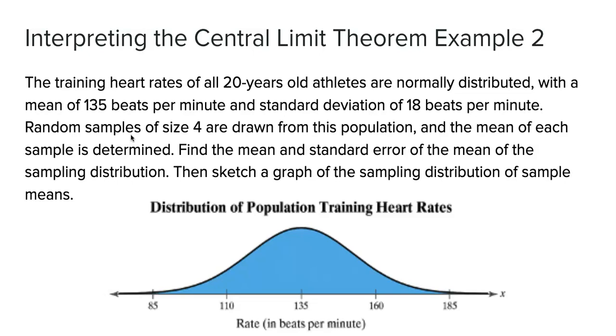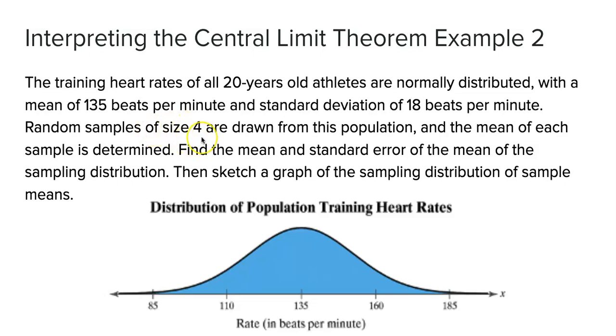Now this time, what's this? The training heart rates of all 20 year old athletes are normally distributed. Now look at this one. This is slightly different. Notice they already told us that this population is normally distributed. So do I care about sample size? Not really. Sample size could be smaller than 30, but our sampling distribution of sample mean will still be normally distributed because this is from a normally distributed population. And they are saying this population has a mean of 135 beats per minute and standard deviation of 18 beats per minute. We will use those to find the mean and the standard error of sample means.